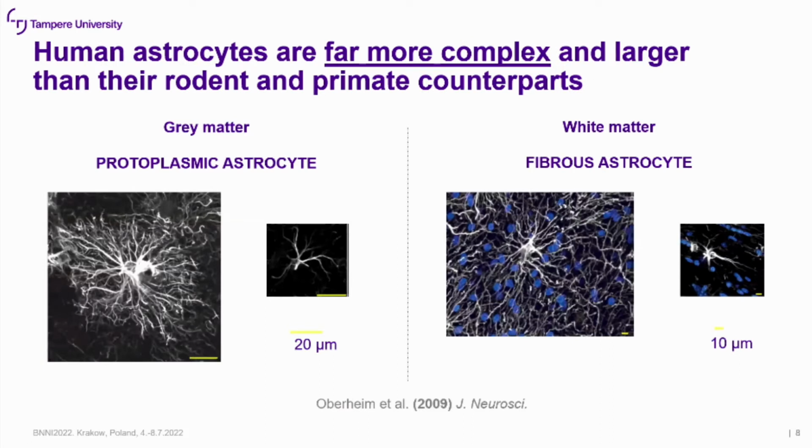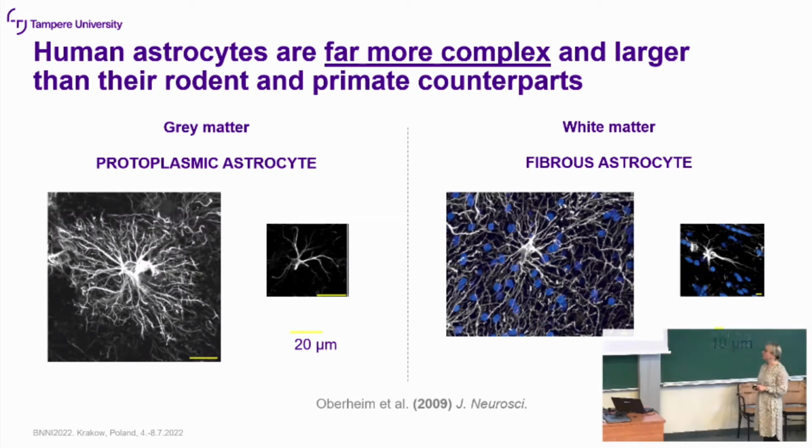So let's jump to this day, and today we know that human astrocytes are far more complex and larger than their rodent and primate counterparts. Here you have a gray matter protoplasmic astrocyte in human and mouse, and then the same in white matter, where there is typically this kind of fibrous astrocyte, and this is for human and this is for mouse.